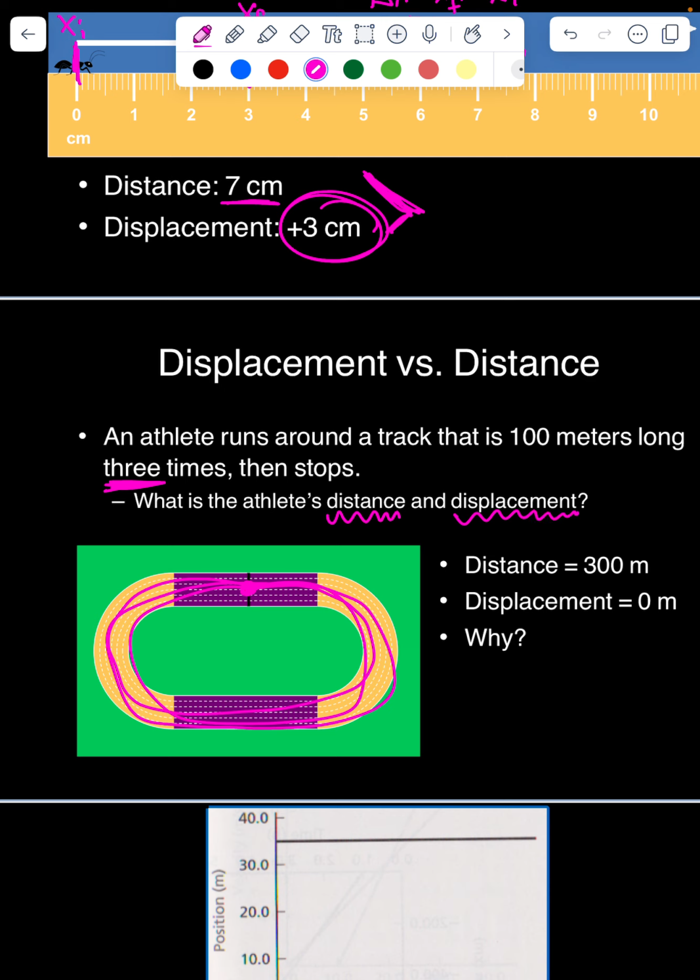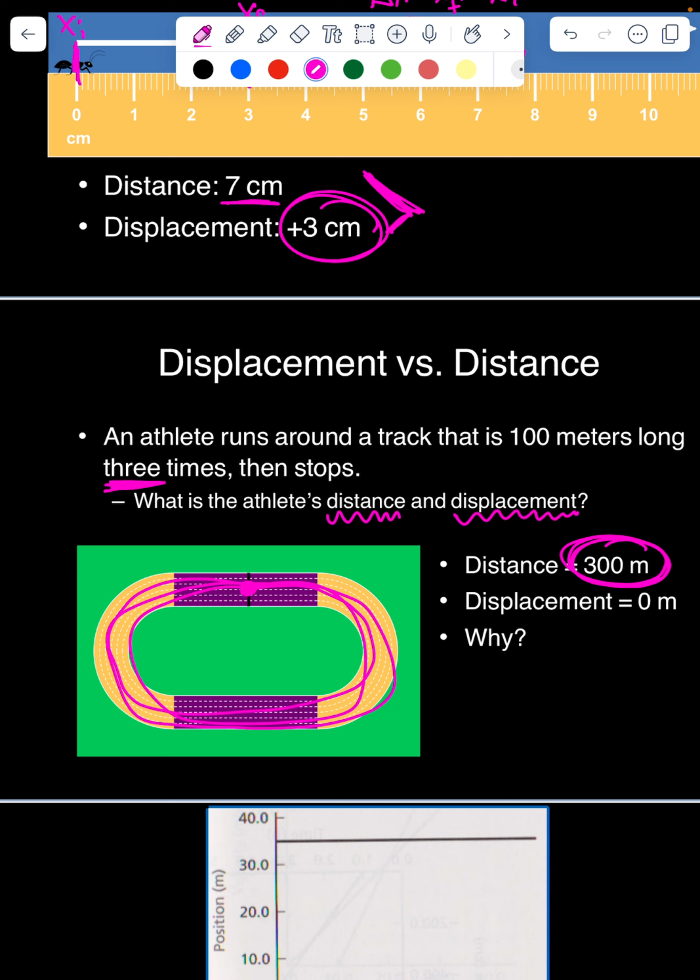All right, well, distance takes into account every single motion that the athlete made. So if he ran around that 100-meter track three times, what is 3 times 100? That is 300 meters. We do not think about the direction that he went. We're just looking at every single step that he took, which is just 300 meters.